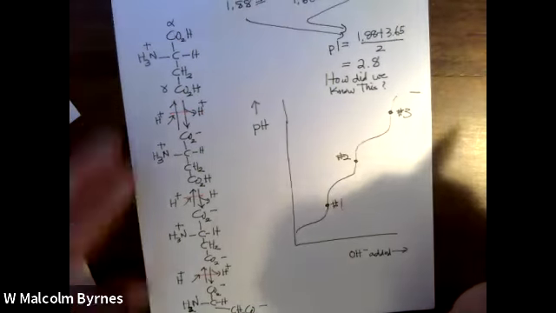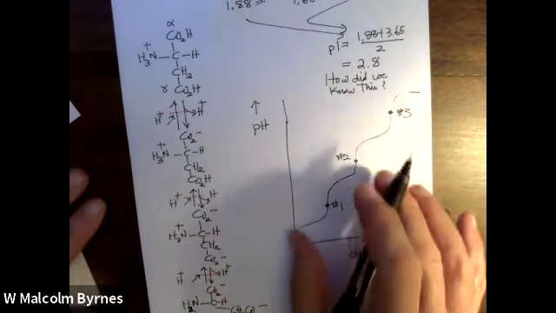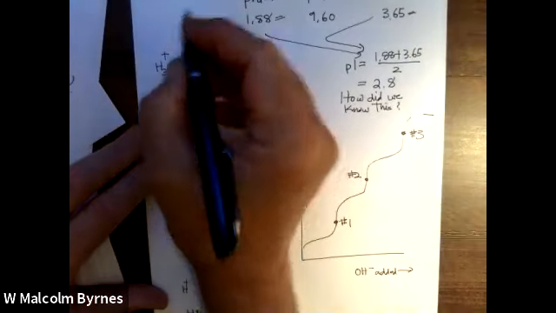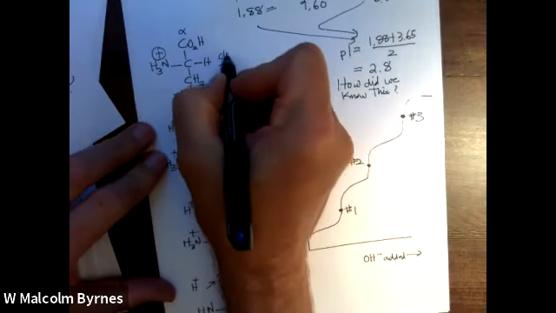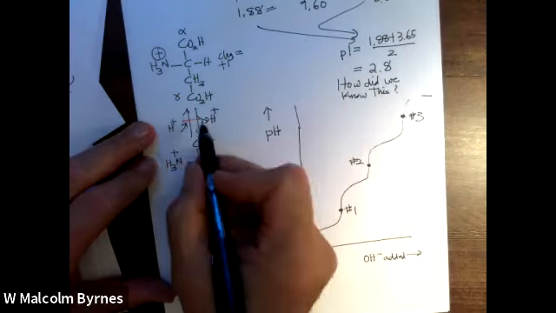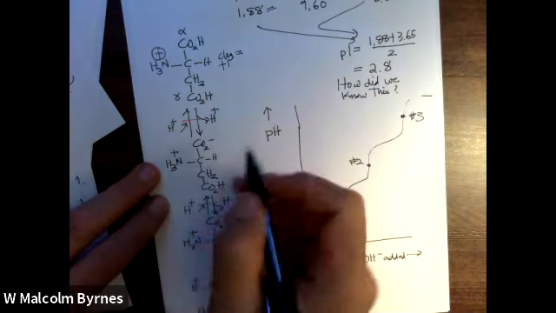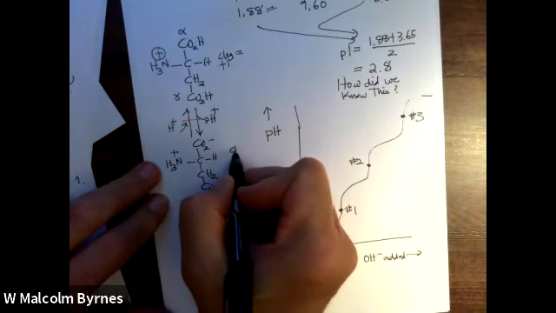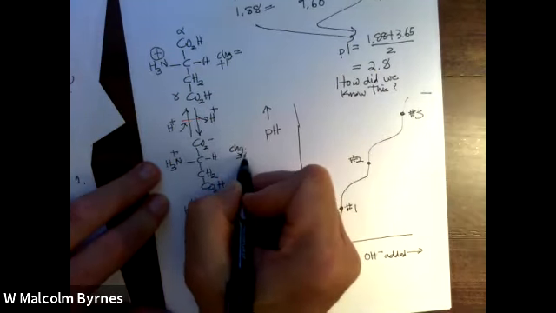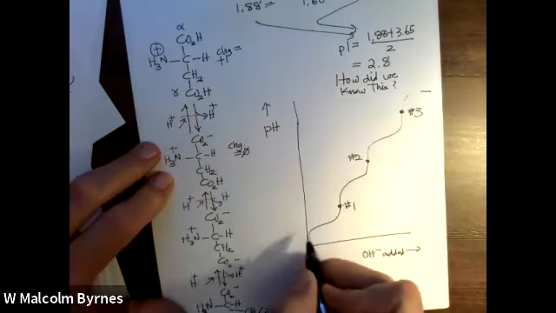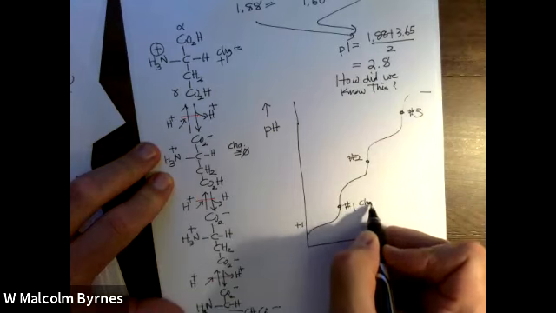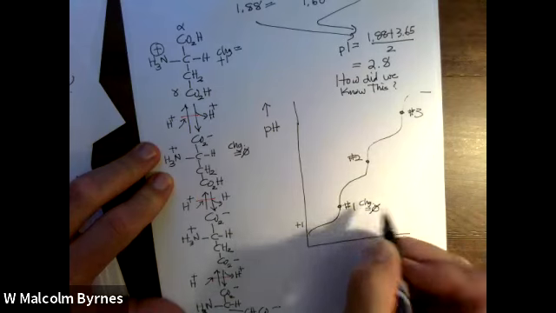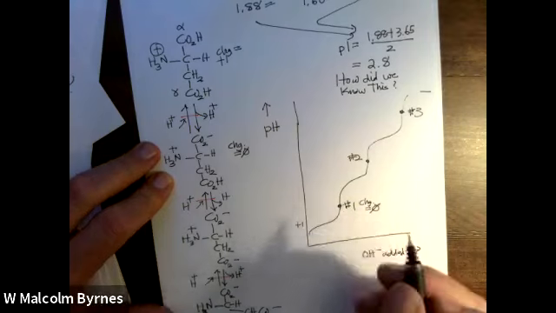And okay, so what's happening here? Let's see how the charge changes first. It goes from +1 to 0. So +1 when we start, right? 0 at the first equivalence point, right?